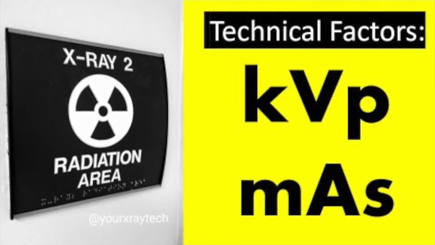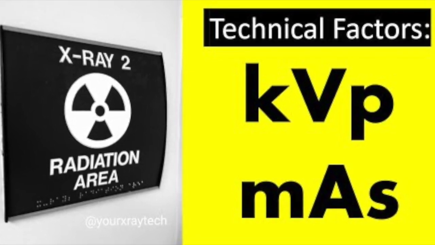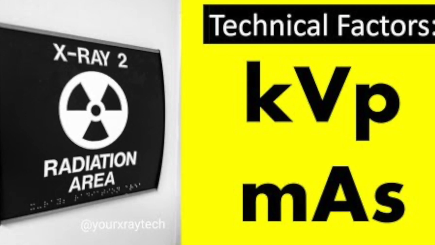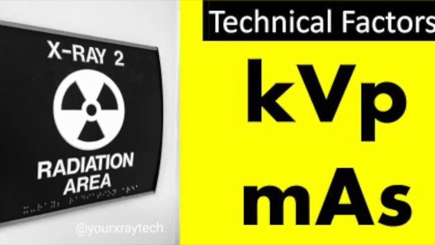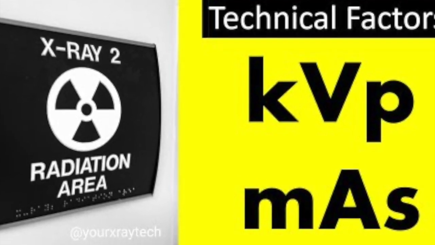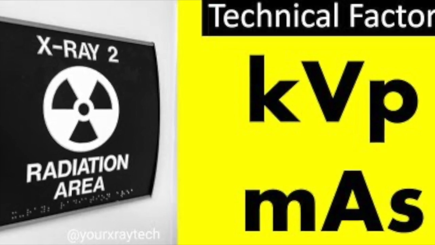The SID used was 48 inches, a kVp of 125 with an mAs of 8, and the exposure was taken on expiration after the second full expiration.